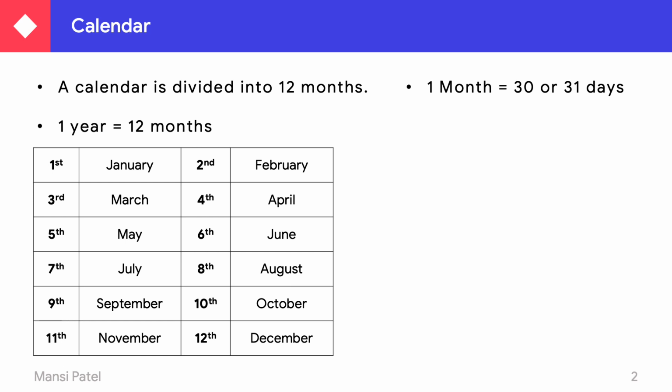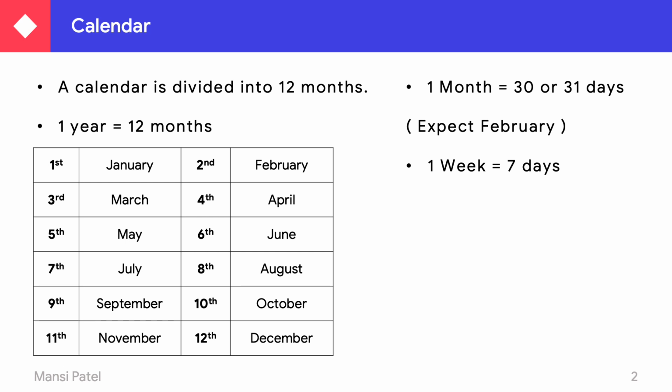In 1 month, there are 30 or 31 days. In which months are there 30 days? In which months are there 31 days? We already studied that in our previous session. But this 30 or 31 days is except February. In February there are 28 or 29 days. It depends on the year.